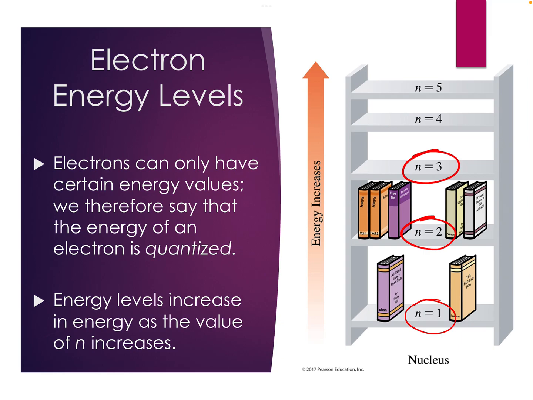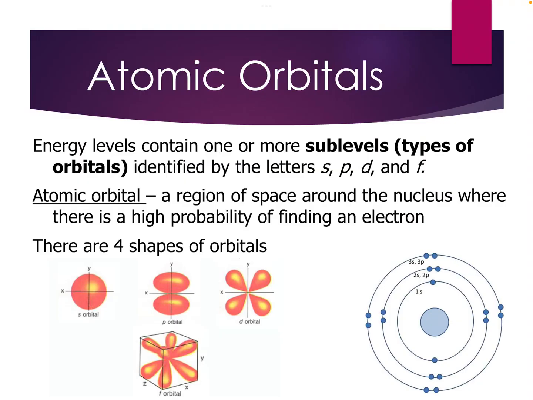And so you can think about that, or like standing on a ladder. You can stand on the first rung or the second rung, but you can't stand in between. This is the same thing for the electrons. It can be in that first energy level or in that second energy level, but it can't be in between. Okay, so since it can only be in these specific energy levels, we say that it is quantized. It has a specific amount of energy that it can have. That's what that term means, specific amount of energy.